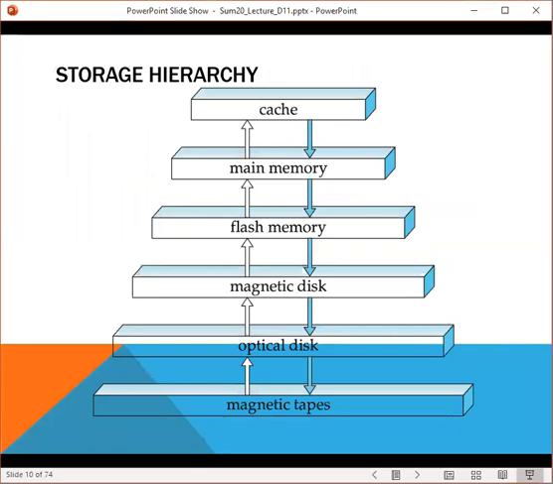So we also have, well, here's a hierarchy of magnetic tapes. At the bottom, used for archival. Optical disc also is another means for archiving data.